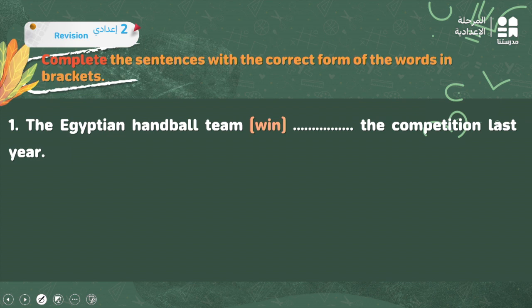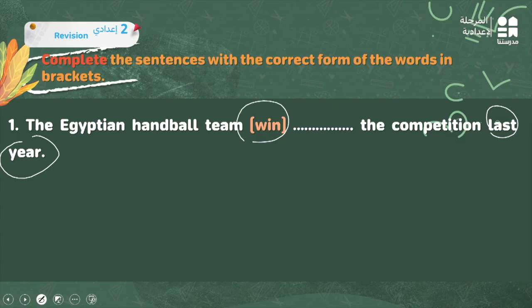Okay, so here, complete the sentences with the correct form of the verbs between brackets. The Egyptian handball team won the competition last year. Let me remind you of the keywords of the tenses. لما بيكون عندنا last أو yesterday أو ago, this refers to which tense? Yes, past. Okay, here. How do I put win in the past? I say it won with O, won.